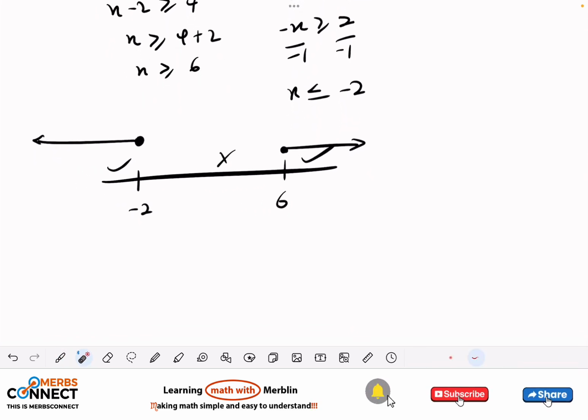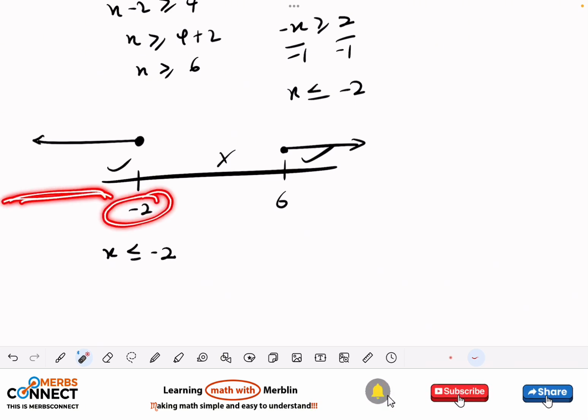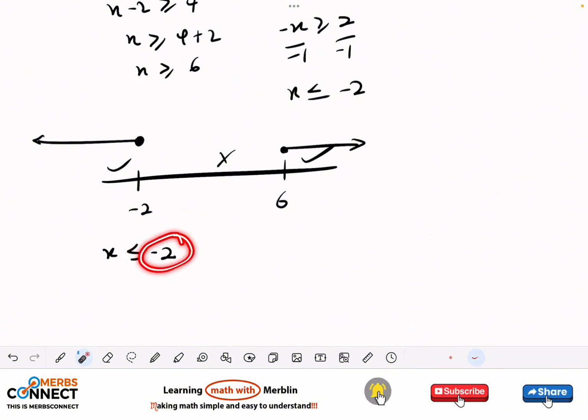So that is how it is. It means that this here is the x values that are less than minus 2. Can you see that? Everything here that satisfies the inequality is less than minus 2. So x values are less than minus 2. And then x values here are greater than 6, because any value here is greater than 6.